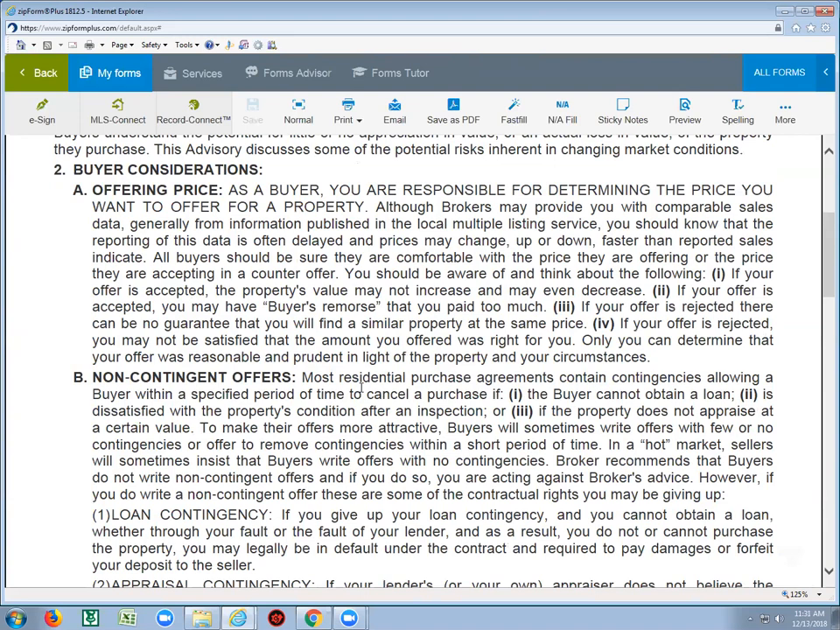Although the broker may provide you with the comparable sales data, generally from the information published in the local multiple listing service, you should know that the reporting of this data is often delayed and prices may change up and down faster than the reported sales indicate. Why? Every time it's history, just like appraisal value. Appraisal value is history. It's not the current one. So when our market goes upswing fast, believe me, appraisal value is hard to catch. It's always below our purchase price. Why? People say, oh, the house is not worth it.